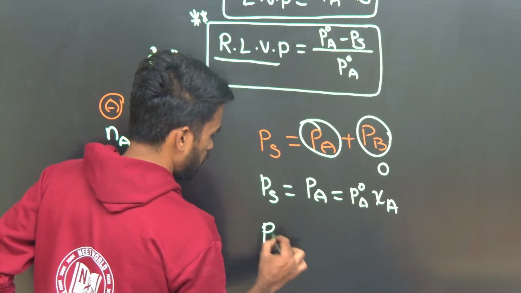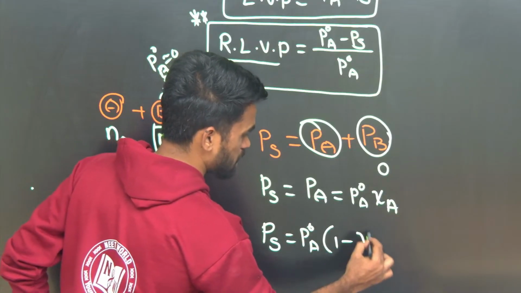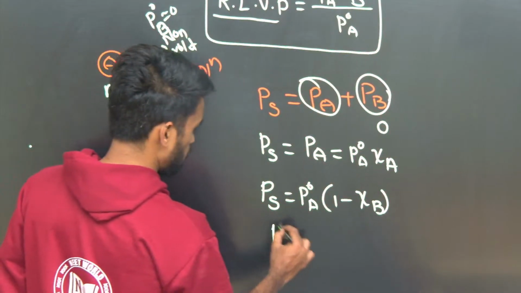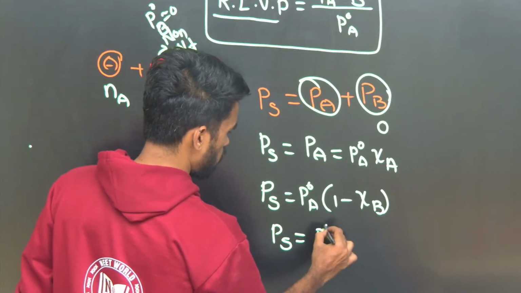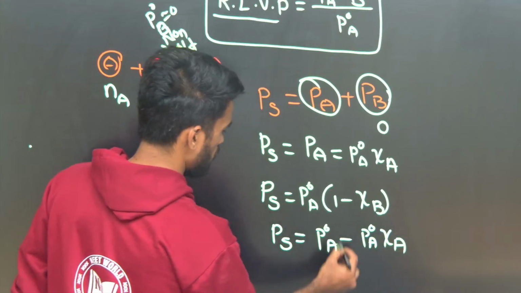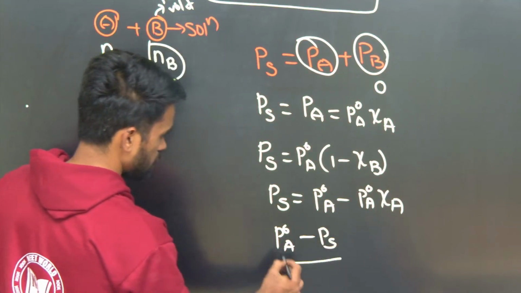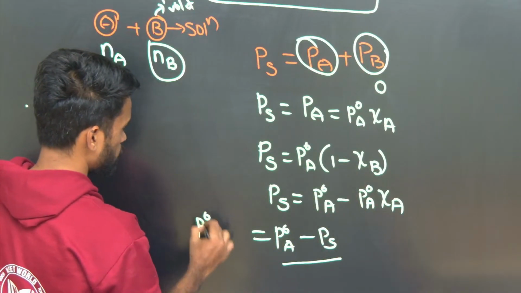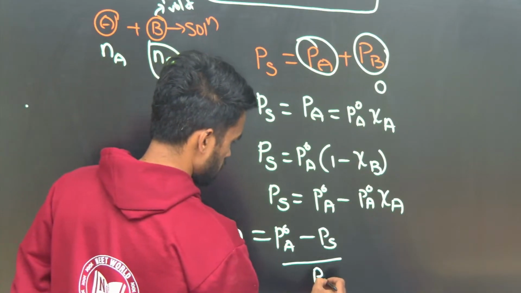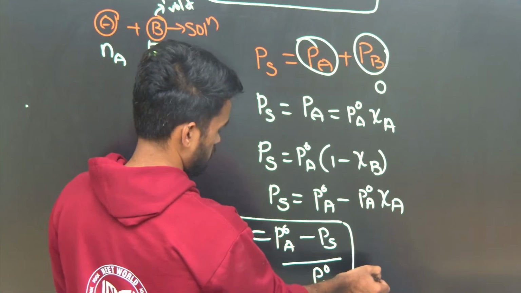What can I write? PS will be equal to P naught A, and in place of chi A I can write 1 minus chi B, because the sum of mole fractions is 1. So from this we can write PS, the vapor pressure of solution, equals P naught A minus P naught A chi B. Again from this I can write P naught A minus PS equals P naught A chi B. Then I can move P naught A from here to here, that's it. This is our Raoult's law.